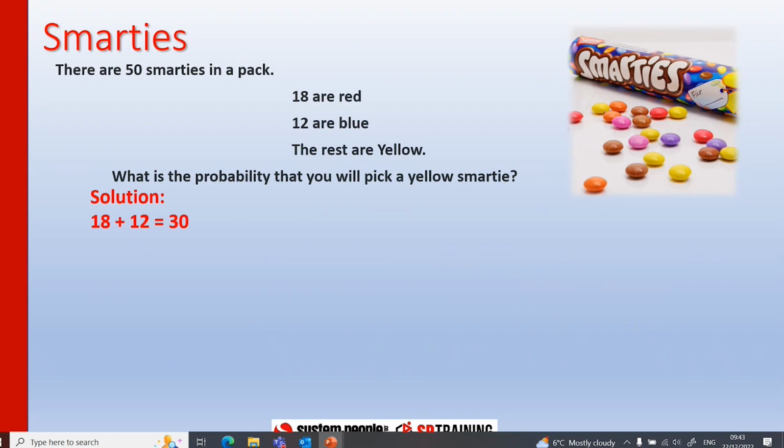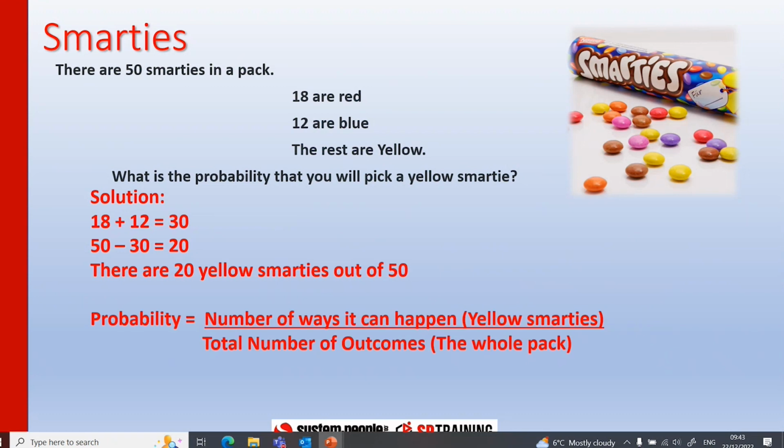Well, the solution goes like this. 18 plus 12 is 30. So 50 take away 30 is 20. So we find out the number of yellow Smarties. There are 20 yellow Smarties out of a total of 50. And then we put those numbers into our probability. The number of ways it can happen, that's yellow Smarties, that's 20, over the total number of outcomes, that is the whole pack. So we've got 20 over 50. We can simplify that to 2/5. So our probability of picking a yellow Smartie is 2/5.